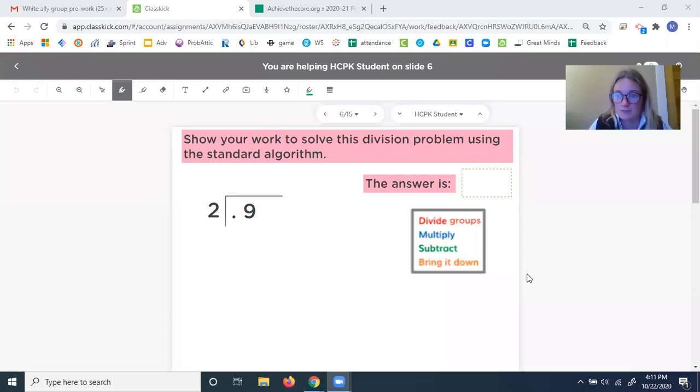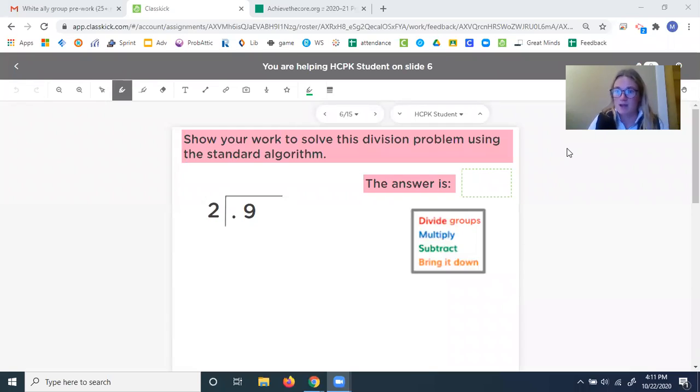I'm going to make this video and help you think through and work through a problem that's long division or standard algorithm, whichever one you want to call it. And we're going to work through this one together. Remember that this is a video, so you can pause it, rewind it, and watch it as many times as you need to help you do the work for today. So I'm going to share my screen and let's go through this problem together.